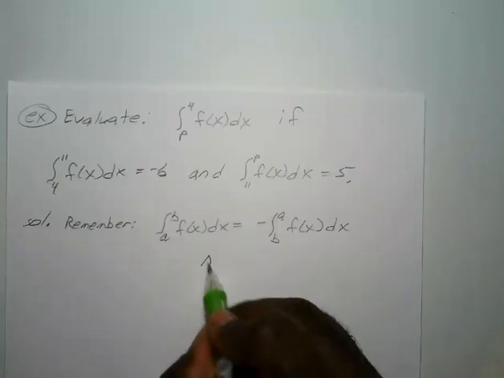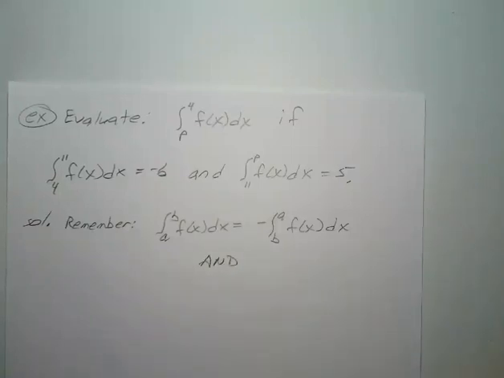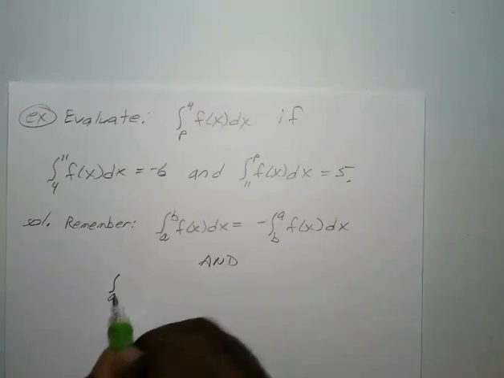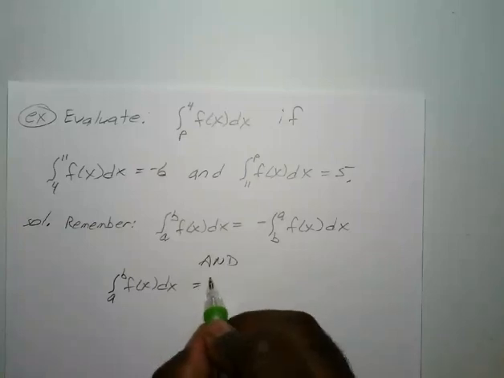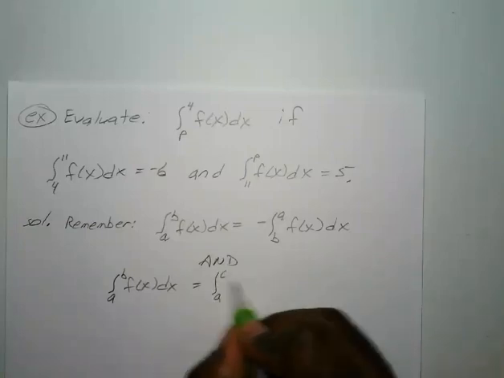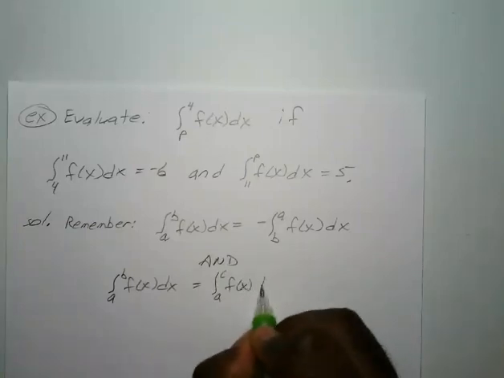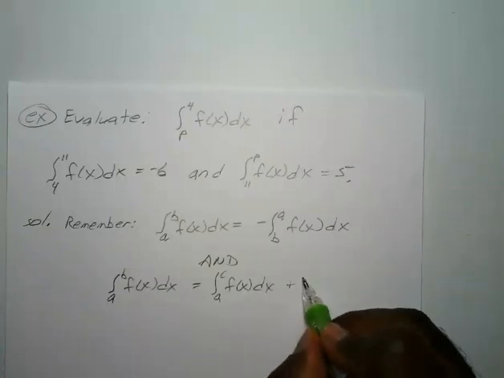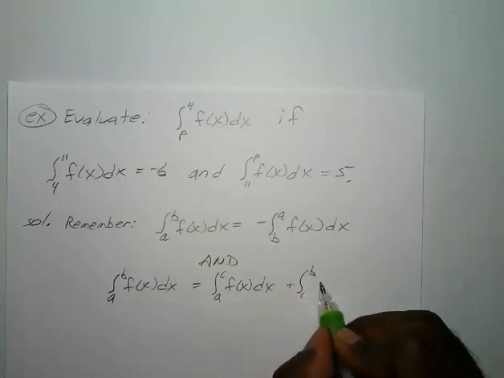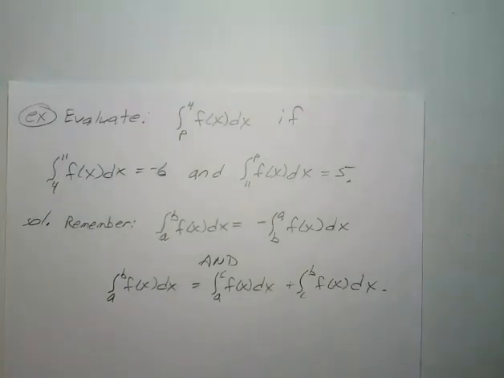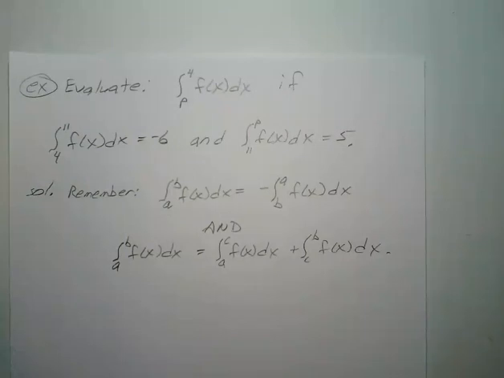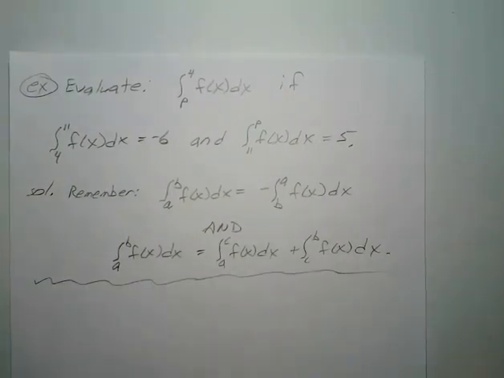Okay, and the integral from a to b of f of x with respect to x is equal to the integral from a to c of f of x with respect to x plus the integral from c to b of f of x with respect to x. Okay, so for this one, these are the two properties that we're going to need. All right, so go ahead and separate that just a little bit.